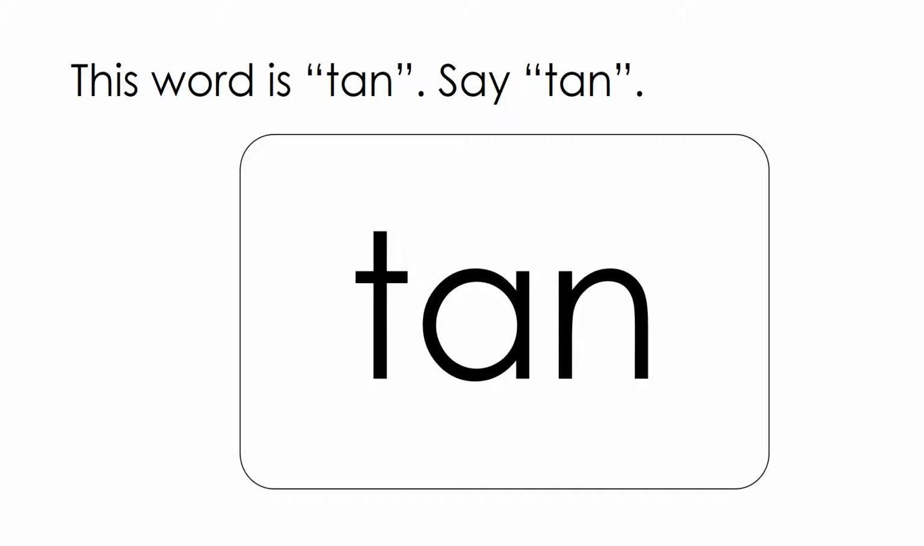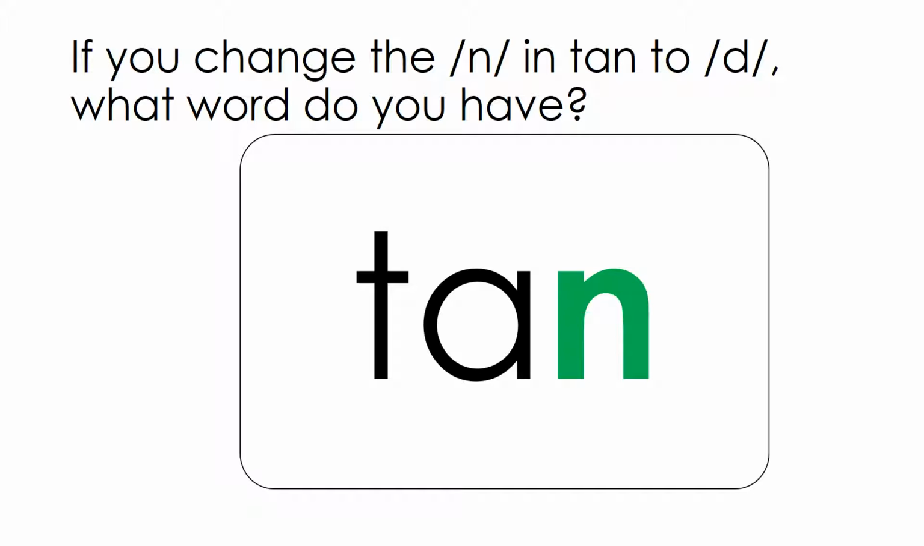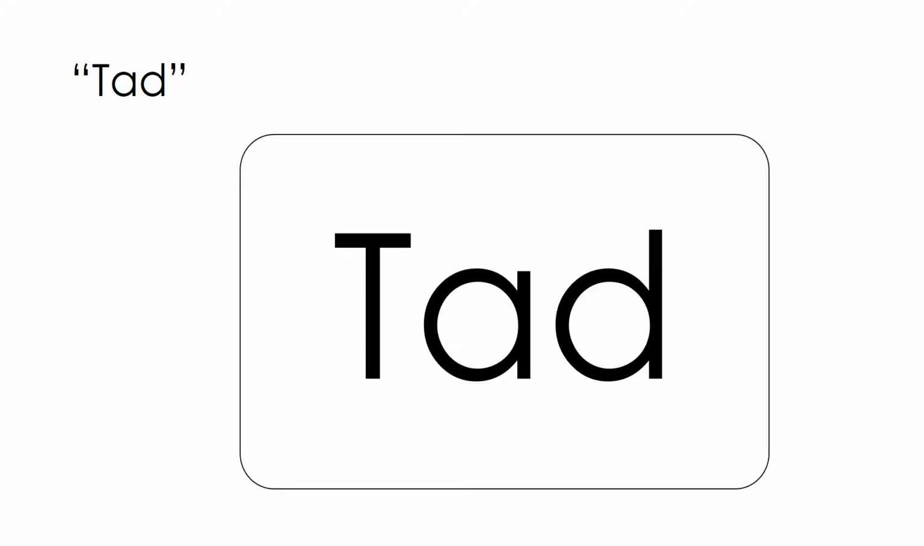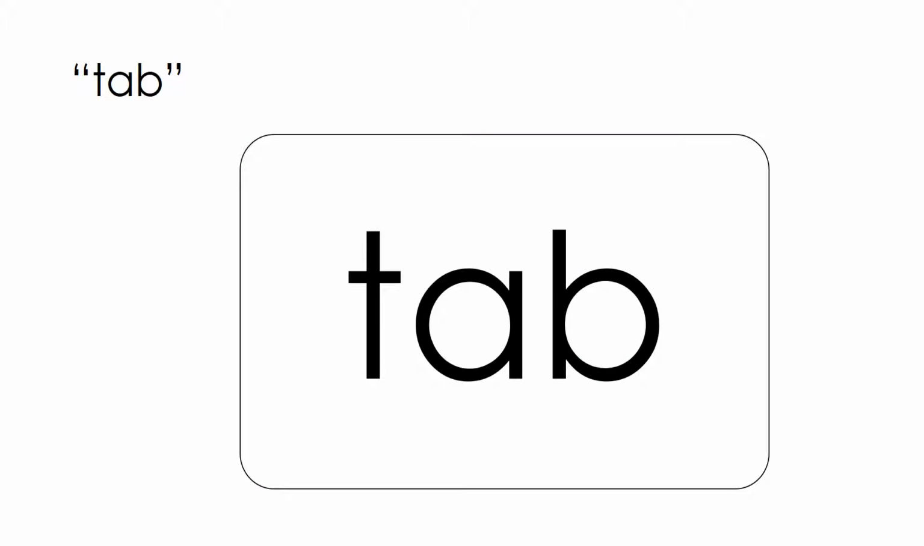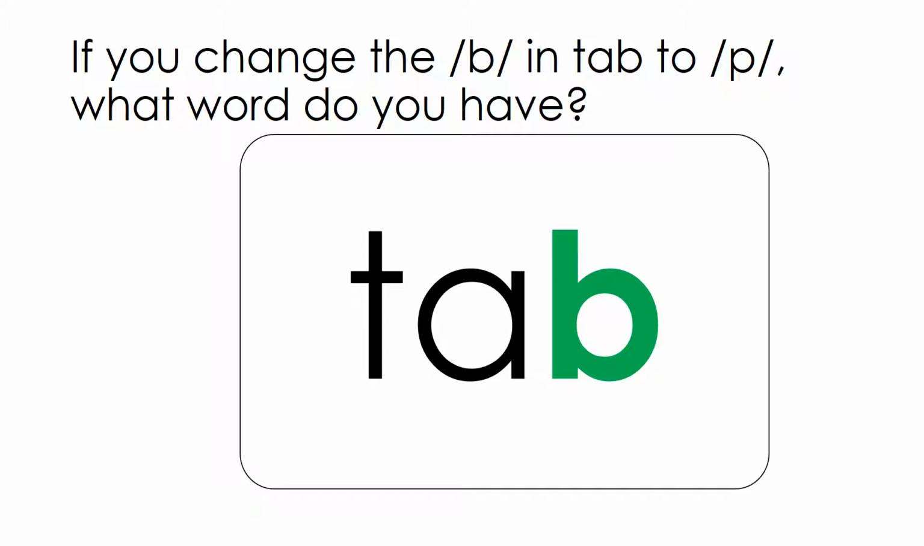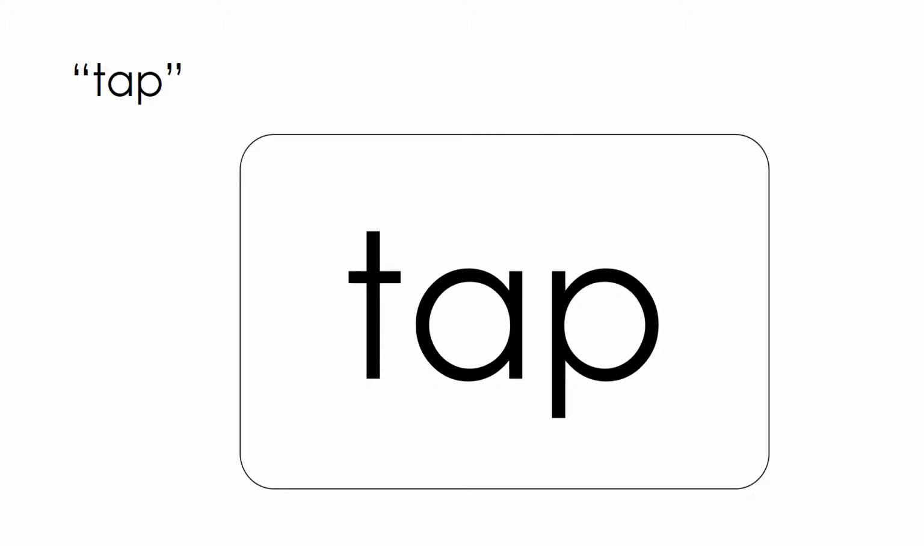This word is tan. Say tan. If you change the n in tan to d, what word do you have? Tad. If you change the d in tad to b, what word do you have? Tab. If you change the b in tab to p, what word do you have? Tap.